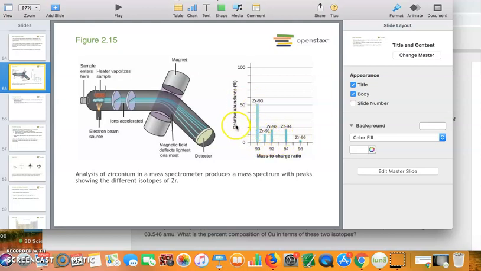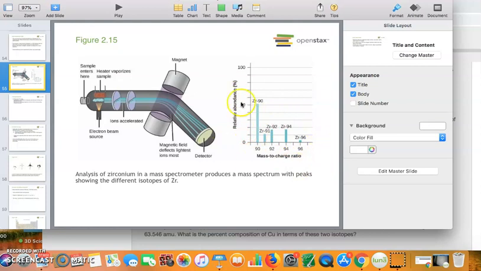Of course, we know the relative abundance, the percentage, should all add up to 100%. And so, of course, the higher the value, the more common it is in the sample of zirconium. So we can see that zirconium-90 is more prevalent, and so it's the most common form or isotope for that element. And then we can see these other isotopes, zirconium-91, 92, 94, 96.